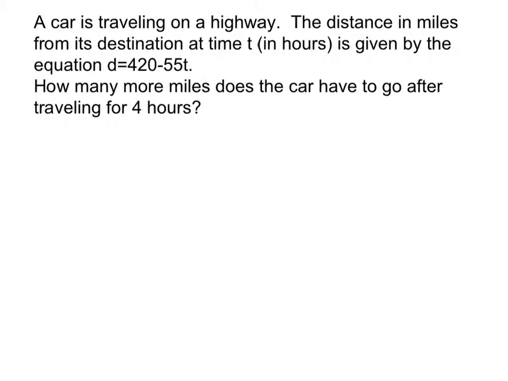On this particular one, we're dealing with another real-life scenario. It's talking about traveling on a road trip, essentially. It talks about the car traveling on a highway, and its distance from its destination is given by the equation right here. D equals 420 minus 55t. D represents the distance from its destination. T is given by the time in hours that you've traveled.